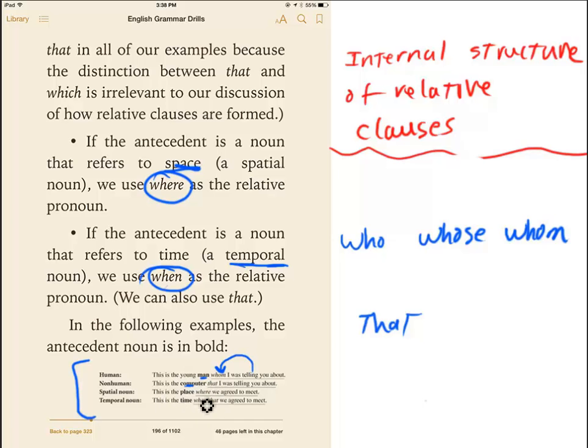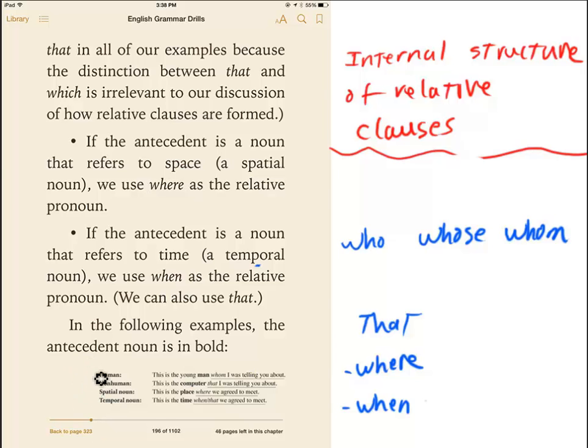This is the place, a spatial noun: where we agreed to meet. This is the time: when. So if it refers to time, it's when we agreed to meet. We're going to be taking a look at these examples, and then you're going to be practicing on your own which relative pronoun to use at which time. All right, so let's go on.